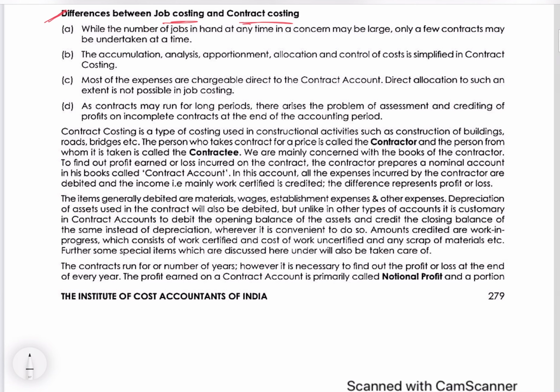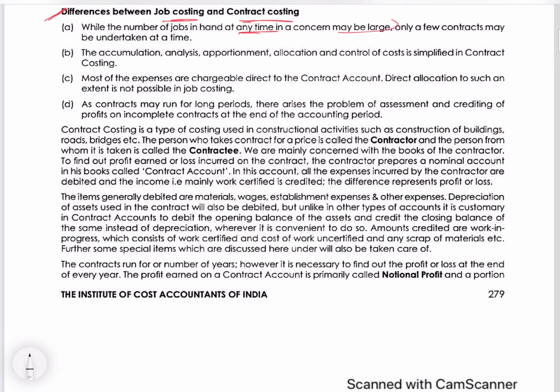So here they say, while the number of jobs in hand at any time in a concern may be large, only a few contracts may be undertaken at a time. The accumulation, analysis, apportionment, allocation and control of cost is simplified in contract costing. Most of the expenses are chargeable direct to the contract account. Direct allocation to such an extent is not possible in job costing. As the contracts may run for long periods, there arises the problem of assessment and crediting of profits on incomplete contracts at the end of the accounting period.